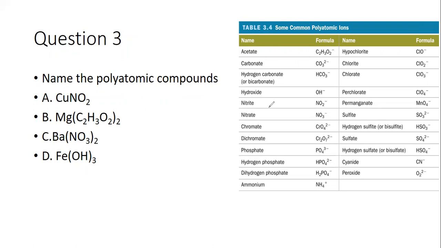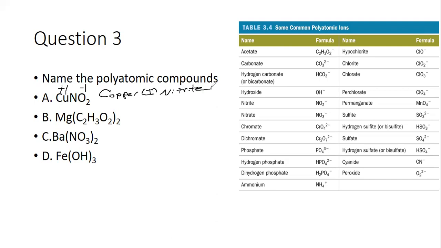NO2 is nitrite. Nitrite has a -1 charge, right? So if I have one copper and one nitrite, and nitrite is -1, my copper must be +1 to equal out. And then naming it is copper, then Roman numeral 1, because like we said, this is a metal that has multiple charges. Copper 1 nitrite.